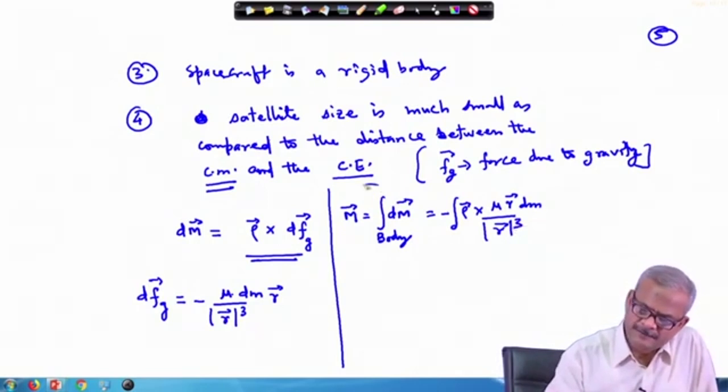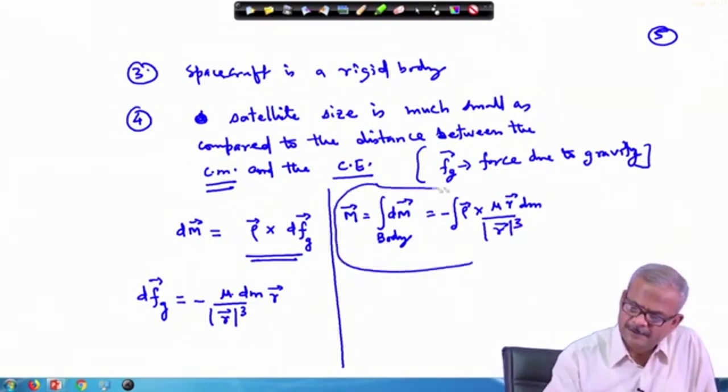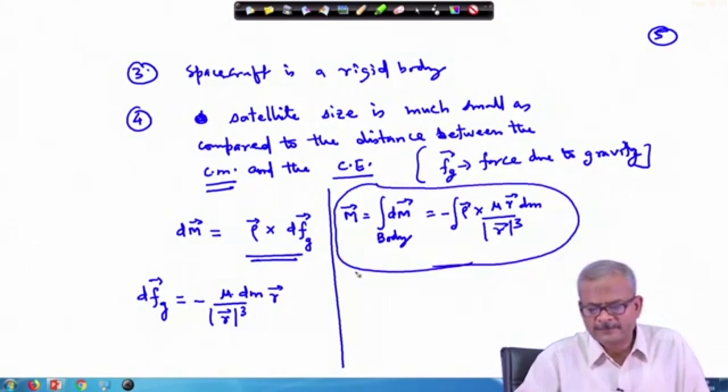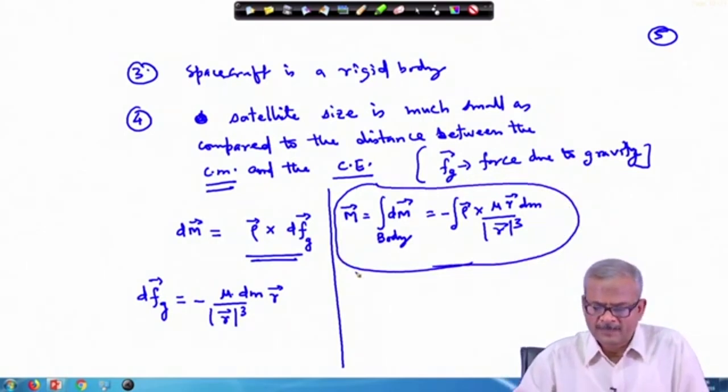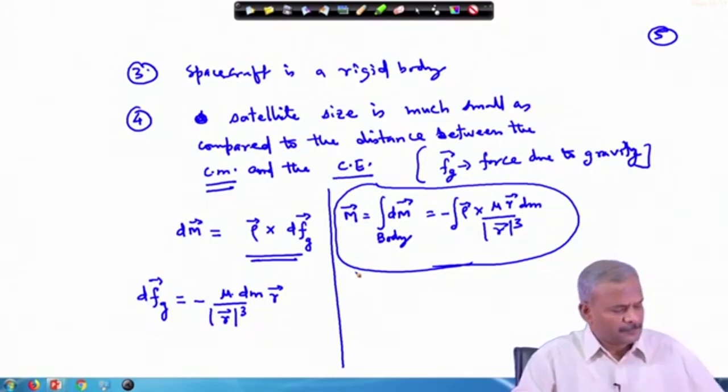So, this is our basic equation, and we need to develop it further to get the equation of motion of this rigid body, which is in this case the spacecraft under gravity gradient. So, thank you very much.